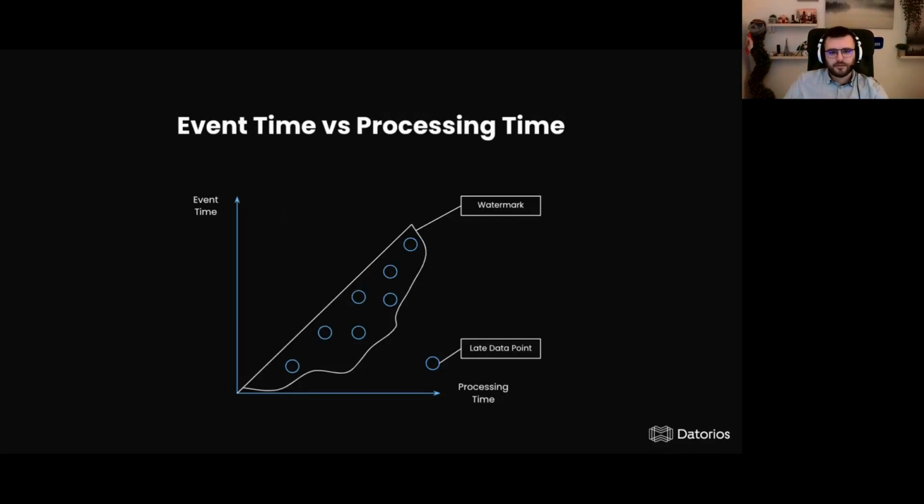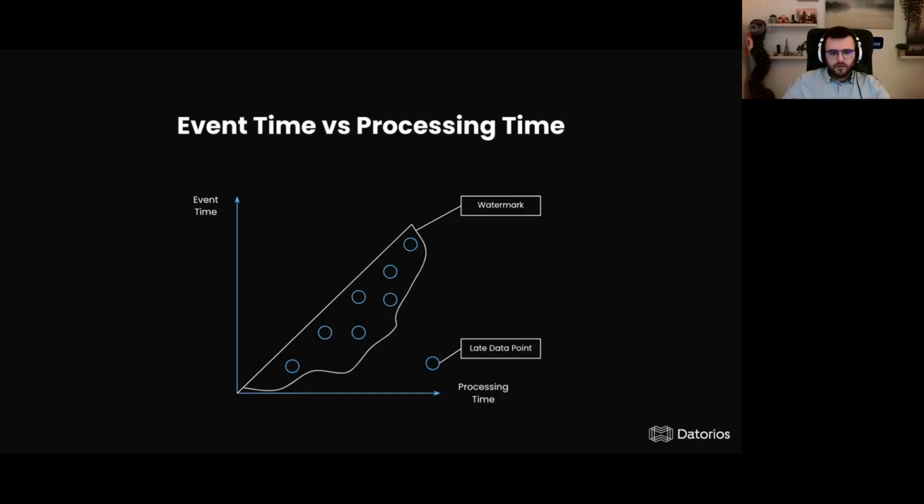Now let's get on to the differences between event time and processing time. If you look at this graph, you'll notice on the x-axis that we have our processing time, which is referred to as wall clock time, because it's always the time that the processing of the event occurs. However, on the y-axis, you'll see that we have event time. This is when the event actually occurred. It is not when the event is being processed.